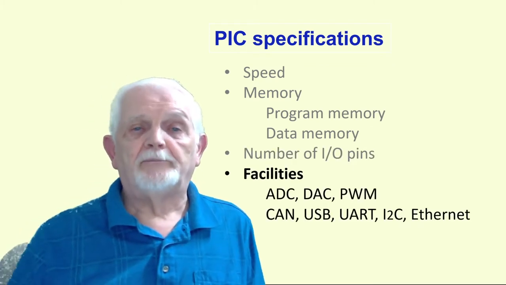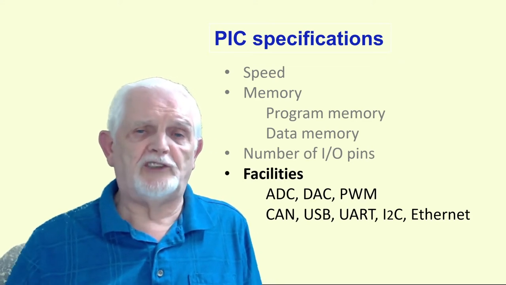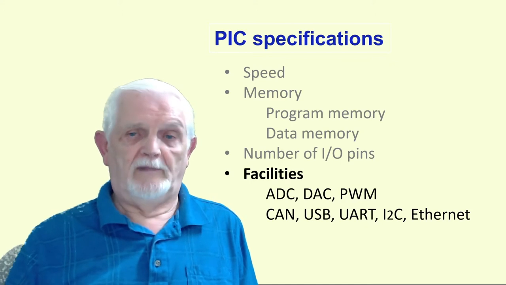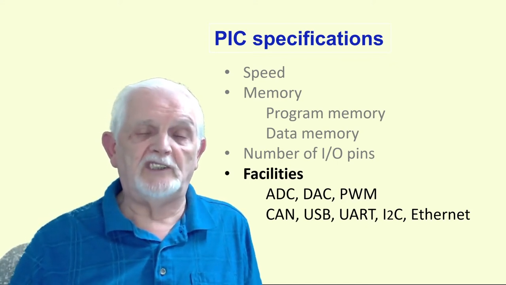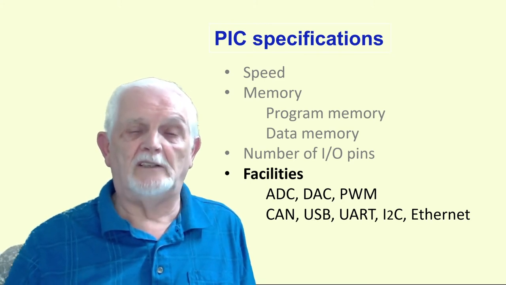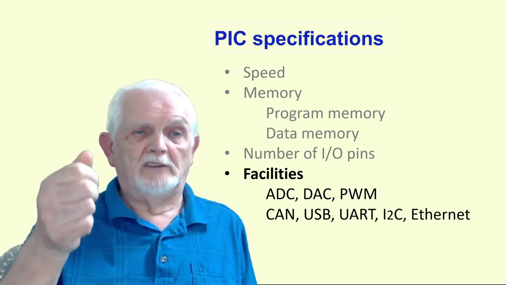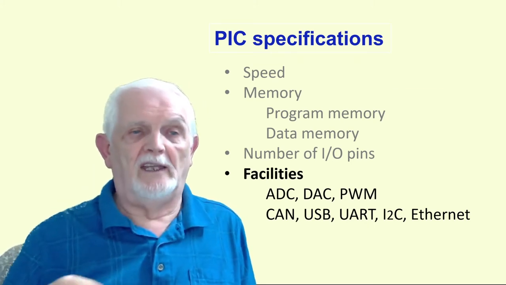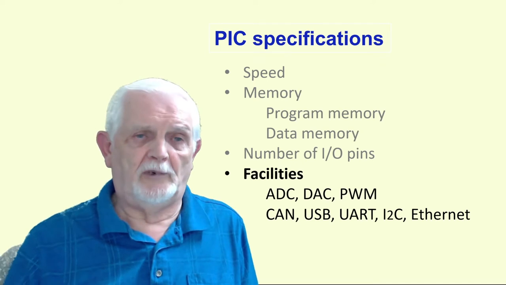And lastly, inside PIC chips, they vary in terms of what they can offer. So the facilities might include, as you see there, ADC, which means analog to digital. You can have slider ports, you can have varying light levels and so on, and convert them into use for the program.